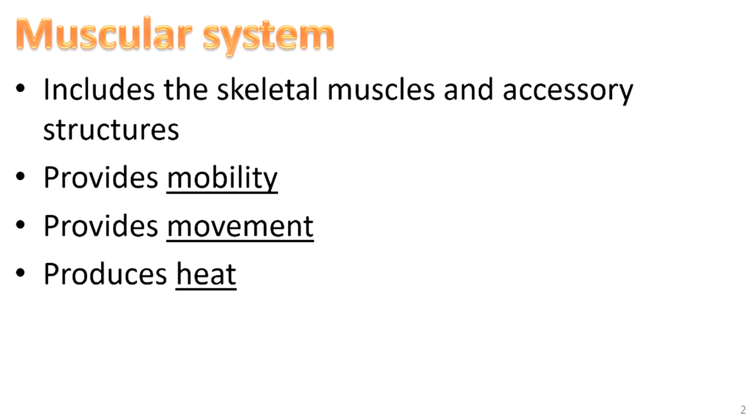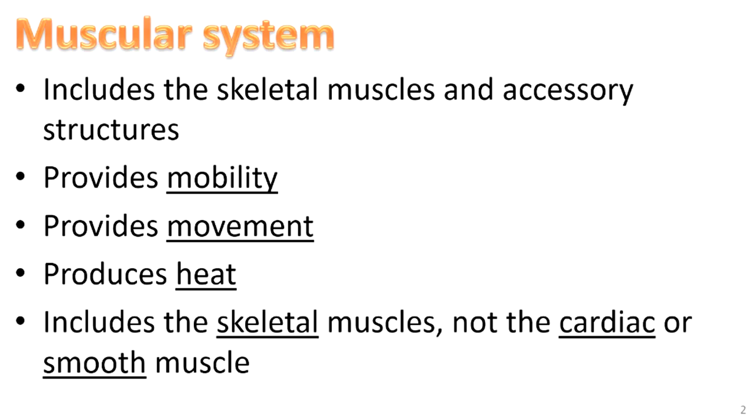It produces heat, rather, and the way that it does that we'll get to a little bit later, but just to give you a little early preview, it is primarily from the chemical reactions that go on, but also a little bit from friction. So the muscular system includes skeletal muscle only. As you remember from previous chapters, we do have cardiac muscle and smooth muscle, but for the purposes of talking about the muscular system, we don't include those.